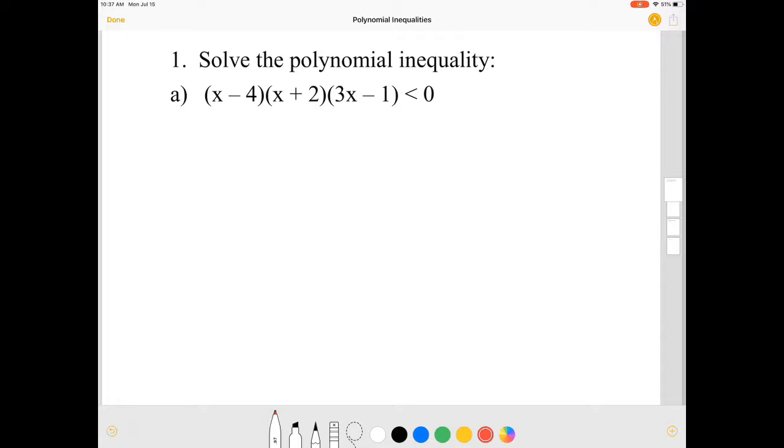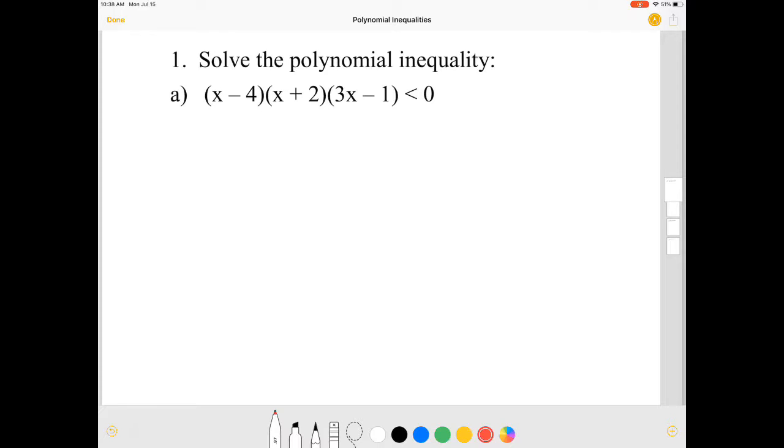Hello everyone. In this part 1 video of solving polynomial inequalities, we will be focusing mainly on the method in which you solve polynomial inequalities. If you're looking for a little more advanced problems, look at my video part 2 of solving polynomial inequalities, where there's a little bit more work involved in first setting up the problem.